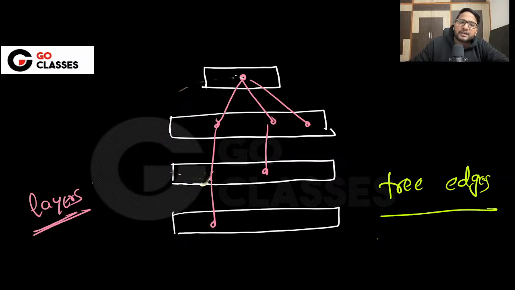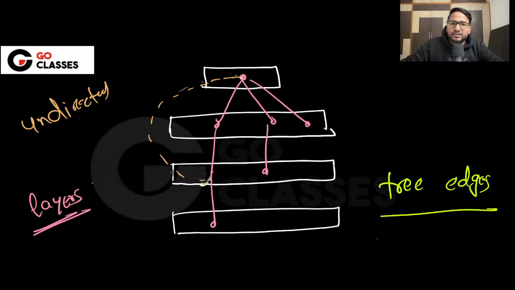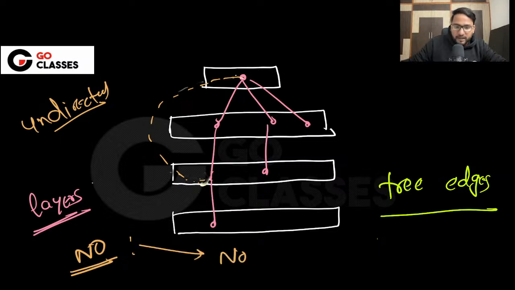Now tell me the same thing in case of undirected. Can this kind of edge be possible in case of undirected? See, in the tree it is obviously not there. In the tree there are only tree edges, right? But in the undirected graph, in the original graph, can this kind of edge be possible? Then the answer is no. This kind of edge is not possible. In the undirected graph, neither forward edge nor backward edge is possible. So no backward edge in undirected. Understood?